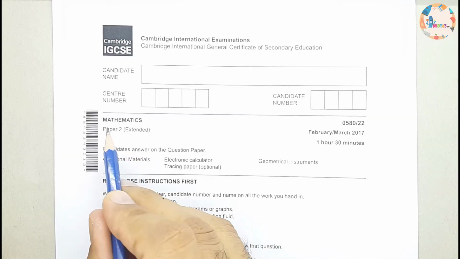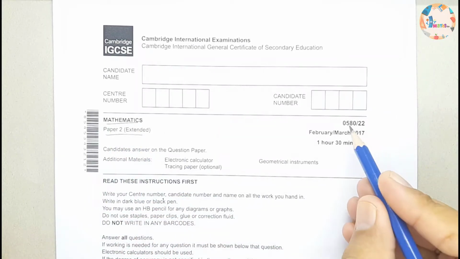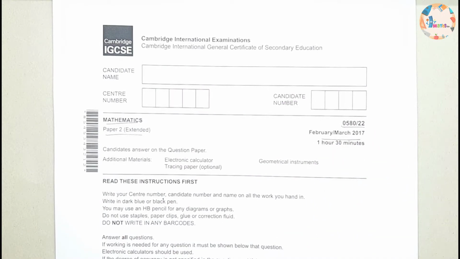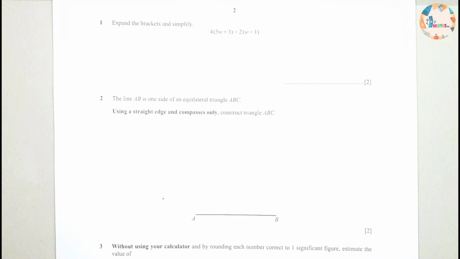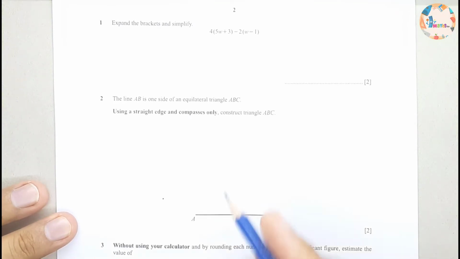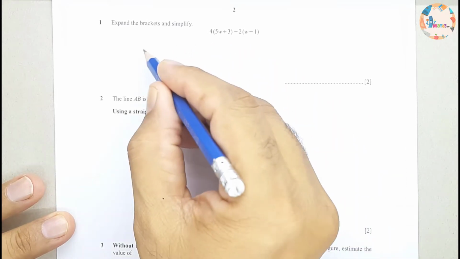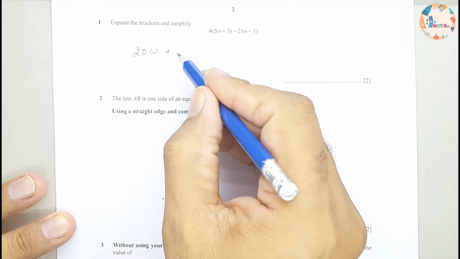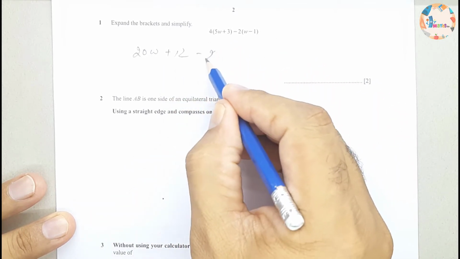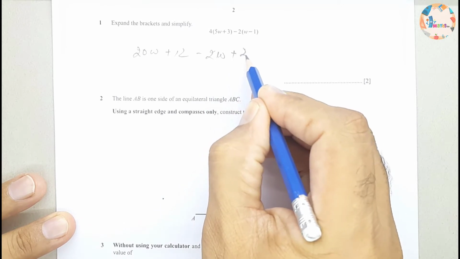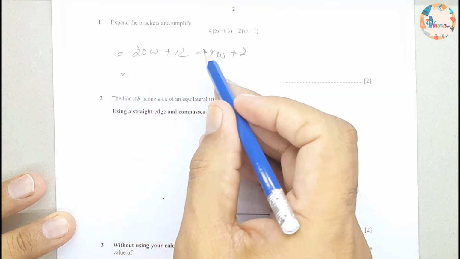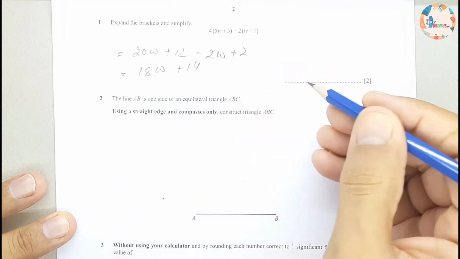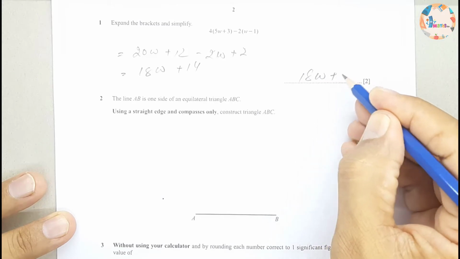Let us go through IGCSE Mathematics Paper 2 Extended 058022 Feb-March 2017. Question number 1. Expand the brackets and simplify. So you will have to just open the brackets. 4 5s are 20, so 20W plus 12 and minus 2W plus 2, and now we can add the like terms, so it will be 18W and plus 14. This will be our answer, 18W plus 14.